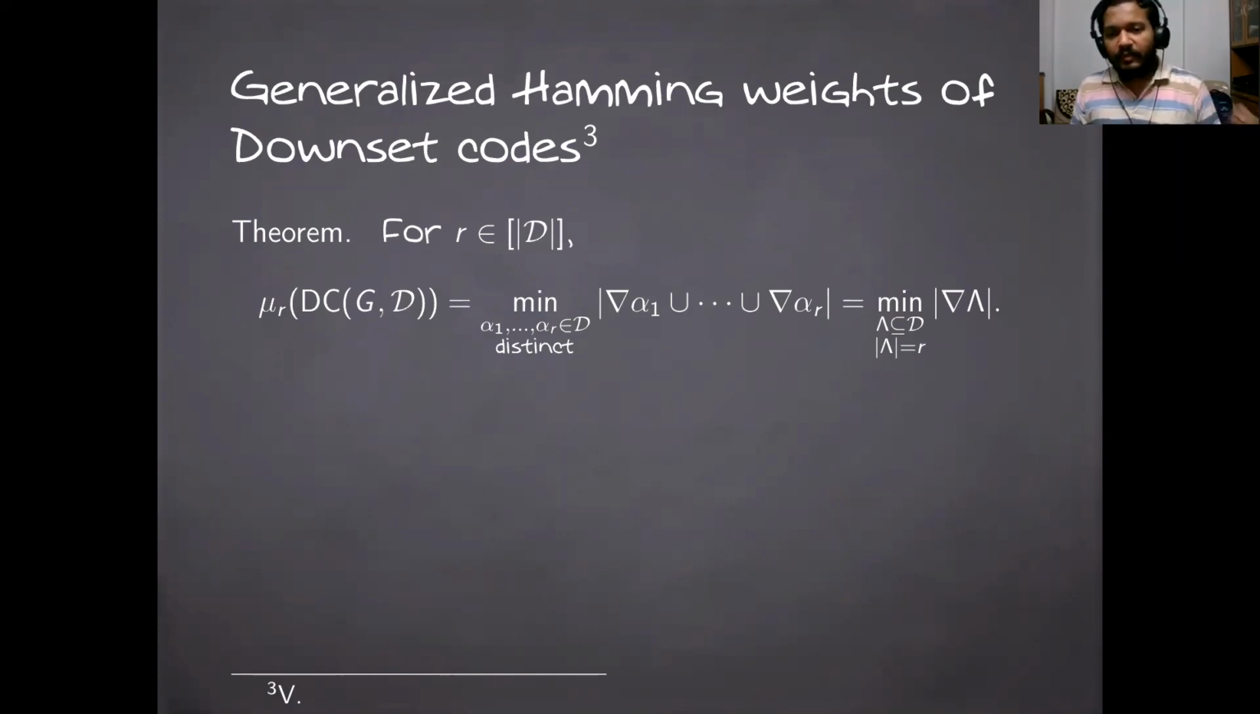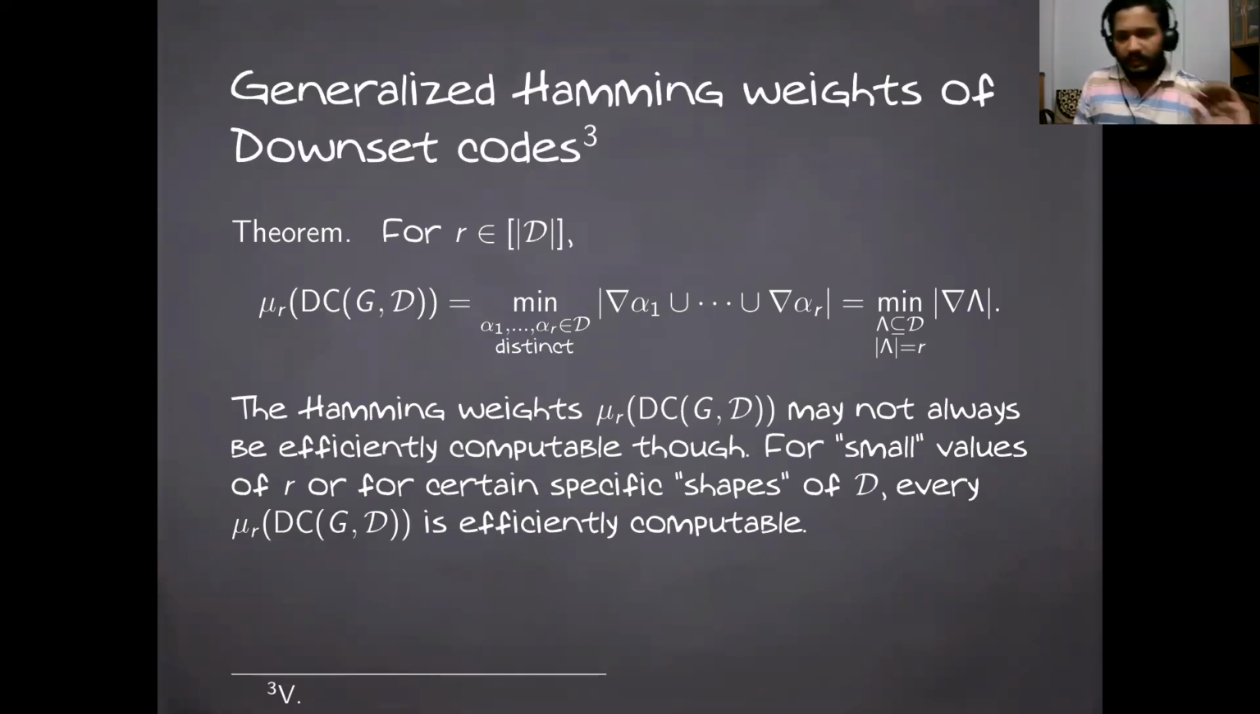So for any r between 1 and the size of the downset, the rth generalized Hamming weight of this downset code is the smallest possible size of the union of r distinct shades corresponding to monomials in that downset. In other words, you take a subset of size r inside this downset. By the shade condition, you only have to look at elements in the boundary, the maximal elements. So take any maximal subset in the downset of size r, look at its shade, count its size, and range across all such subsets. The minimum size is equal to the rth Hamming weight.